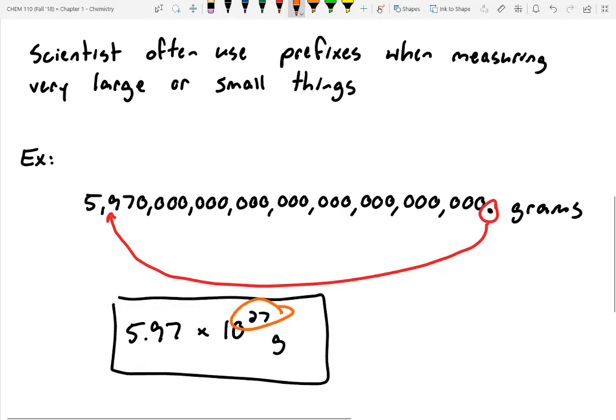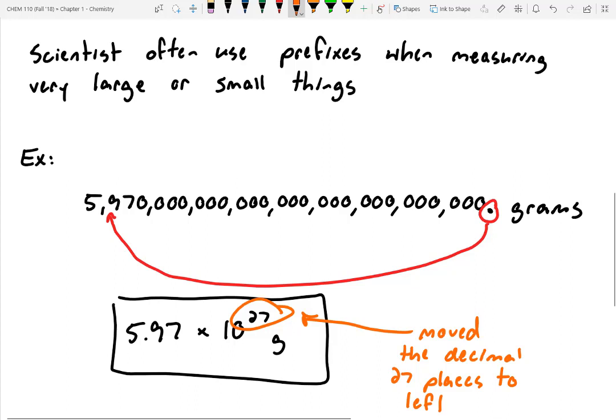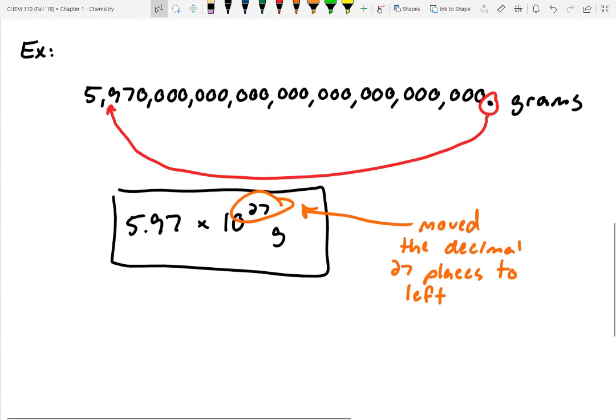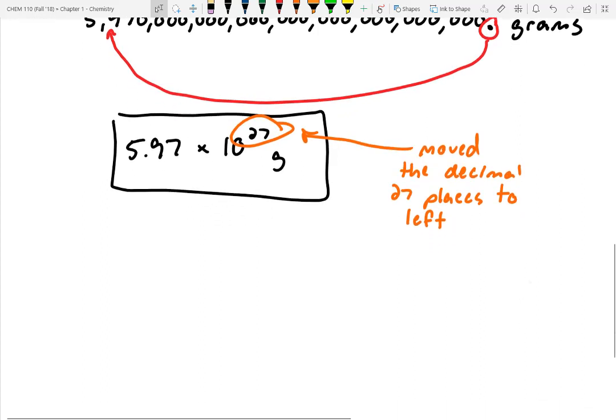And really, all this means is that we moved the decimal 27 places to the left. All right, what do you think happens if we move the decimal to the right? It might be a negative number, right? And we'll see examples of that later on. But this is called scientific notation. That's when you have an exponent, so it's 10 raised to some power, and all you need to do is move decimal points to figure out what that exponent should be. So that's pretty easy.